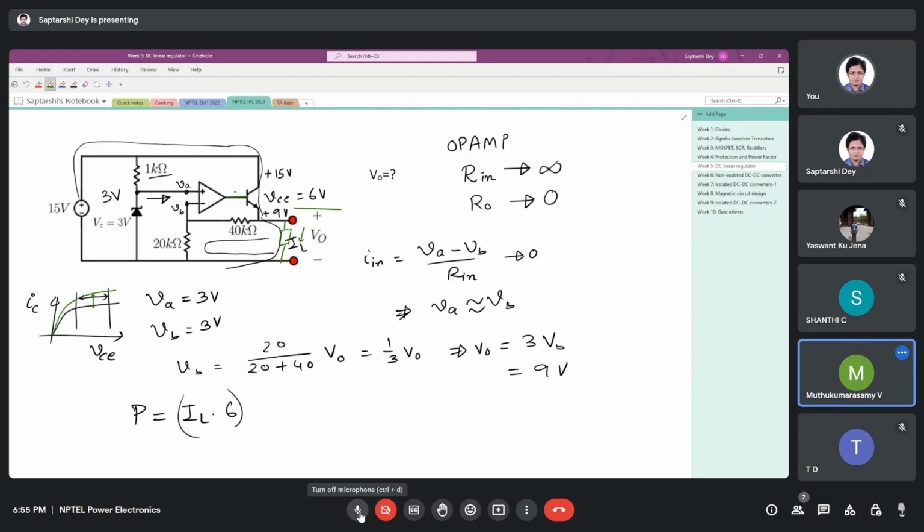VO is reducing, means VB is reducing, means you are getting more base drive. More base drive means IC is increasing. More IC means it will again take VO to its level. Again VO goes to that level, and your VB comes back to its original steady state value. Okay, sir. You can go to the next question.